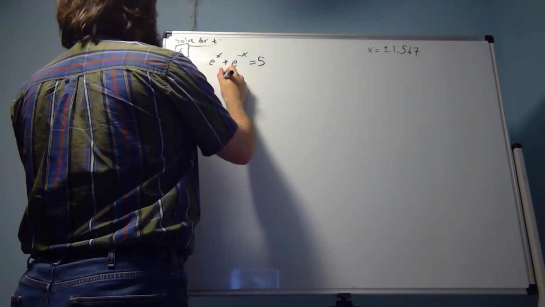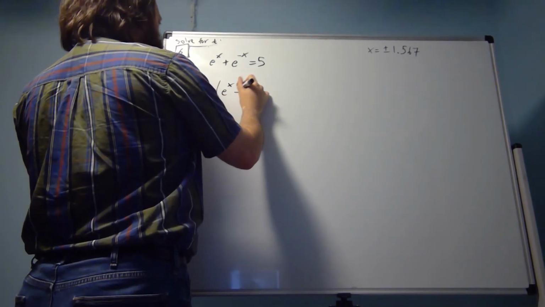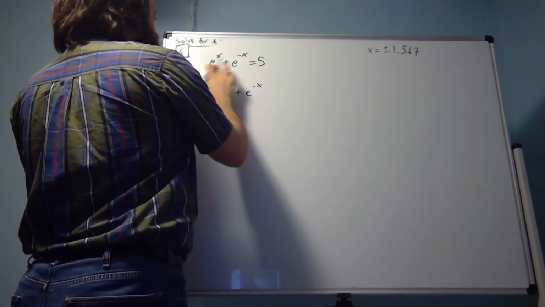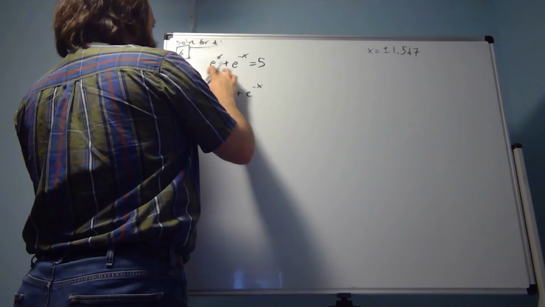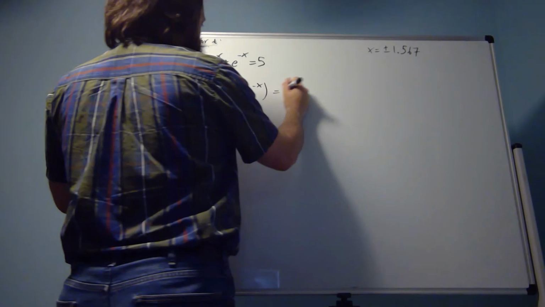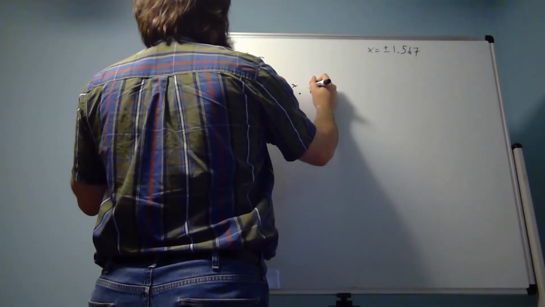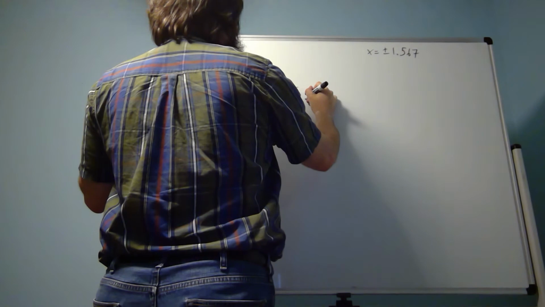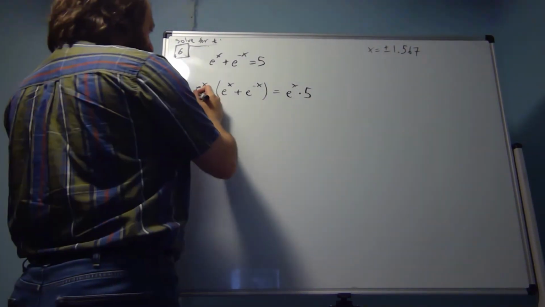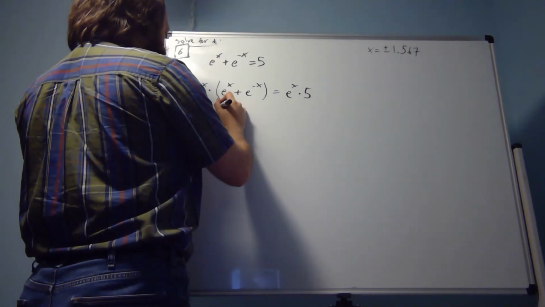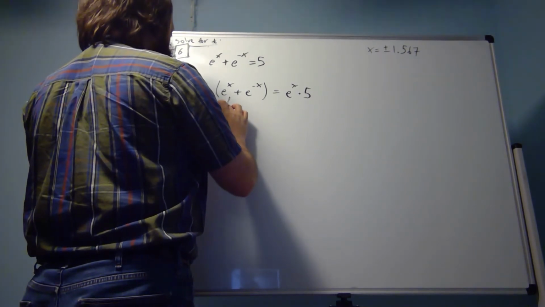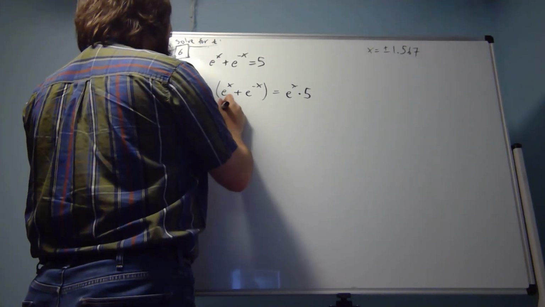Well, I'm going to multiply both sides by e to the x, because this is e to the x and this is 1 over e to the x, but I don't want denominators. I want everything to be e to the x or e to the x squared, or just a constant. If I multiply these two, I get e to the 2x, which is like e to the x squared. It might even be nicer to think of it that way.